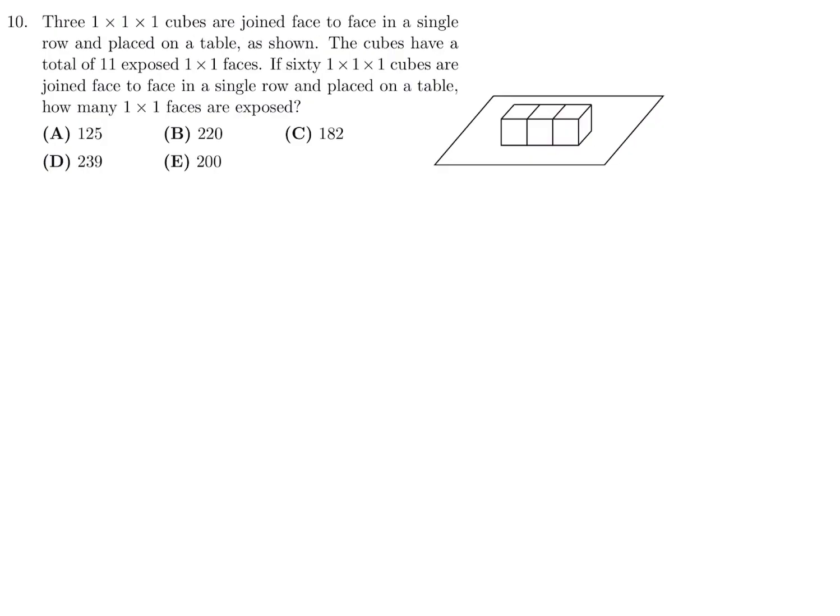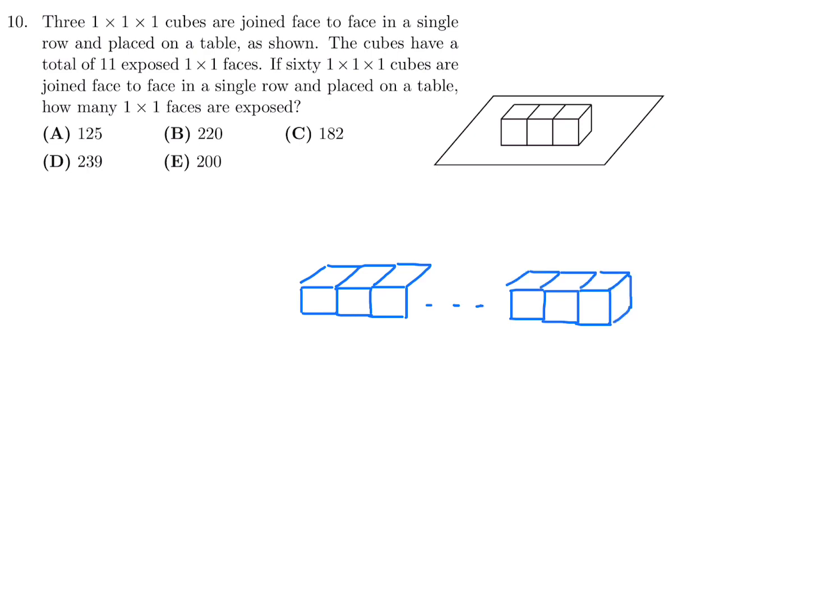3 1 by 1 by 1 cubes are joined face to face in a single row and placed on a table as shown. The cubes have a total of 11 exposed 1 by 1 faces. If 60 1 by 1 by 1 cubes are joined face to face in a single row and placed on a table, how many of the 1 by 1 faces are exposed? Well, in a very similar way, we are doing the exact same thing, but I'm not going to write out obviously all 60. That would be crazy. I'm just going to make you a diagram that looks like it. So we are doing the same kind of thing, but with 60.